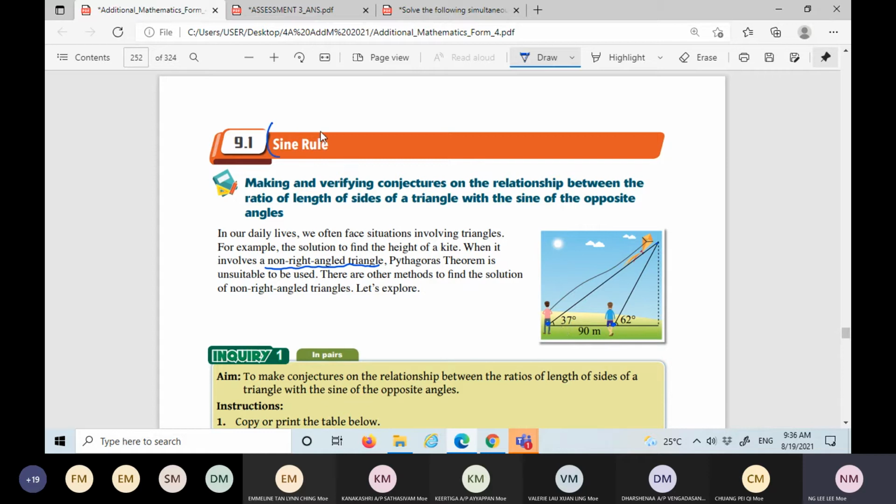So we write the index for today, Sine Rule. Today is the 19th.